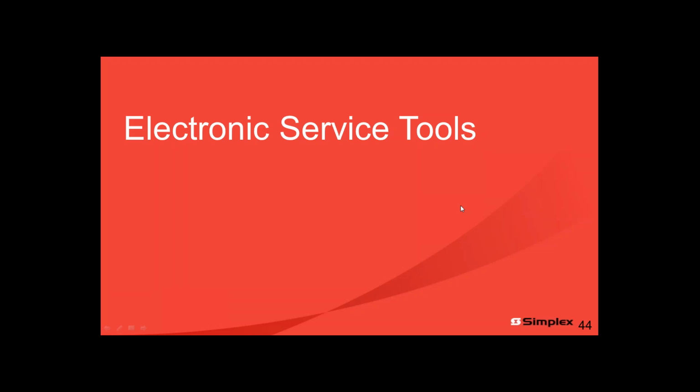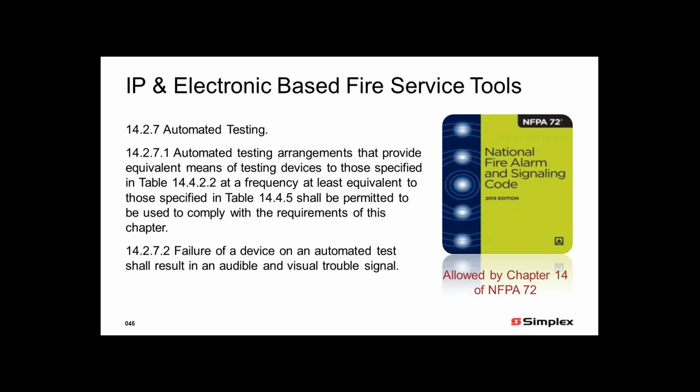Some of the electronic service tools that we have in the industry to help us do our jobs better. One has to do with automated testing. This was something we added into the code a couple of cycles ago, and we're seeing it in NFPA 10 for portable fire extinguishers, in NFPA 25 for the inspection of sprinkler systems, and here in NFPA 72 for fire alarm systems. Basically this allows the green light for manufacturers to start to create devices that can test themselves.